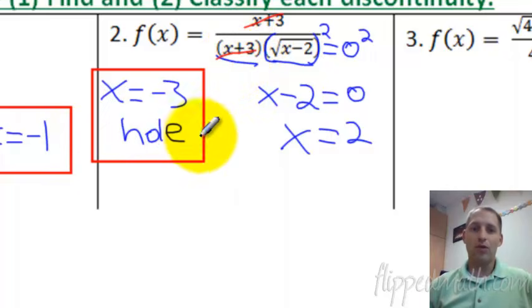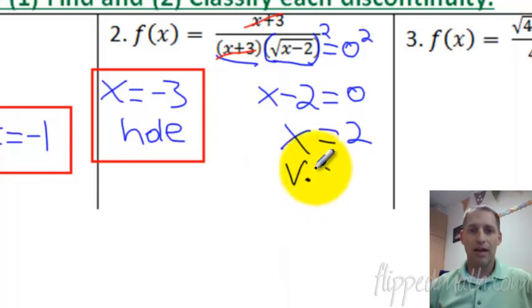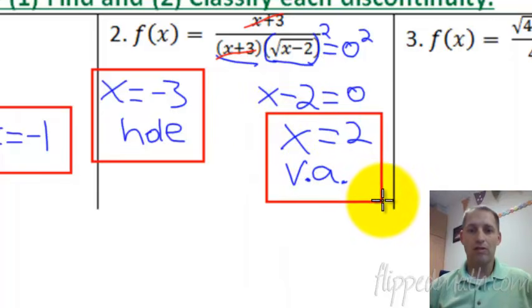So instead of writing out the whole phrase removable discontinuity, we're just going to say that it's a hole, for brevity's sake. And then this one is a vertical asymptote at x equals 2. So we'll just box those together to make sure you can tell this one's a vertical asymptote and that one is a hole. Or you could write it out like this.